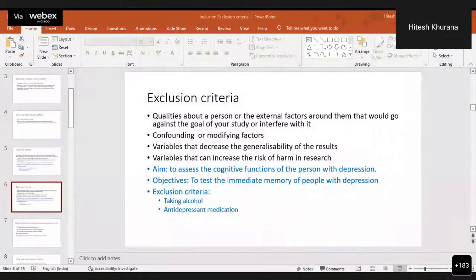Are these acceptable to you? Which of these is acceptable and which of these is not acceptable? You can unmute yourself and you can tell me. Okay, going forward with this.